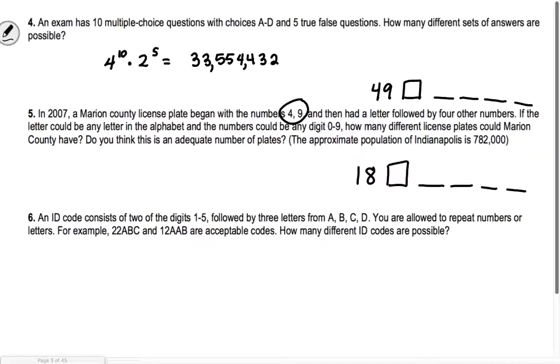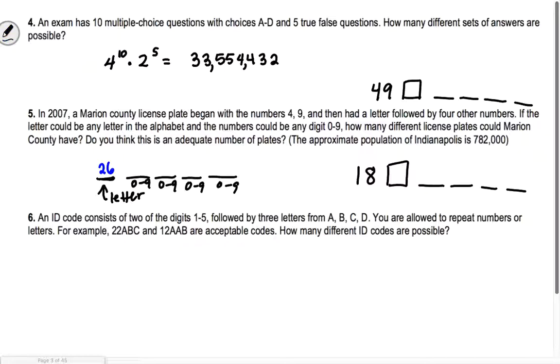Okay, so let's talk about why we don't do it anymore. So it says in 2007, a Marion County license plate began with the numbers 4, 9, and then had a letter followed by 4 other numbers. The letter could be any letter in the alphabet, so let's say we have a letter here, and then we have 4 numbers that are 0 through 9. So how many choices do I have for the letter? I have 26 choices for the letter, right? 26 letters in the alphabet.